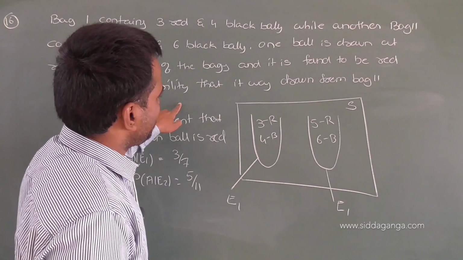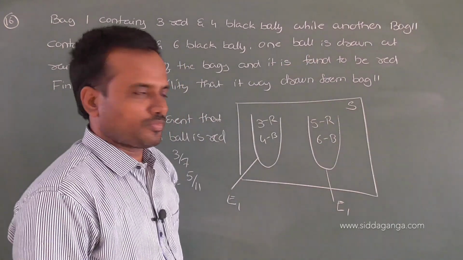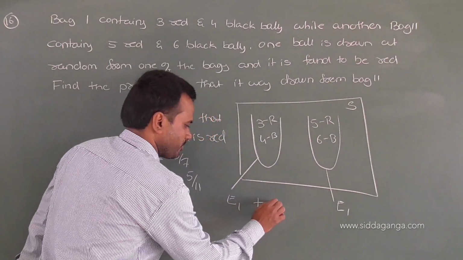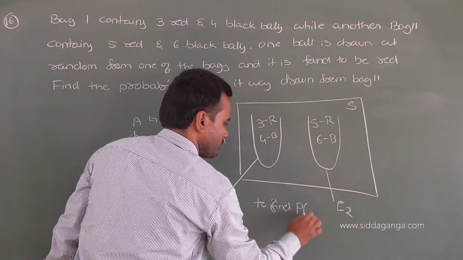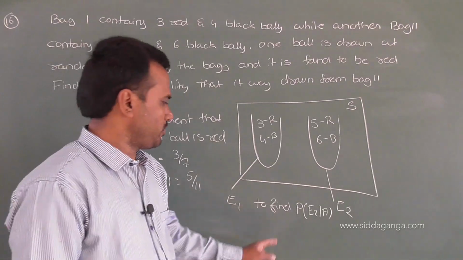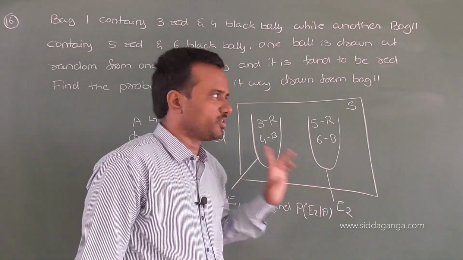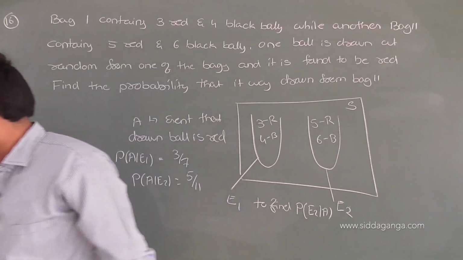Then what is the question? Find the probability that it was drawn from bag 2. That means to find probability of E2 given A. This is the concept of the given problem. Okay, we solve step by step.